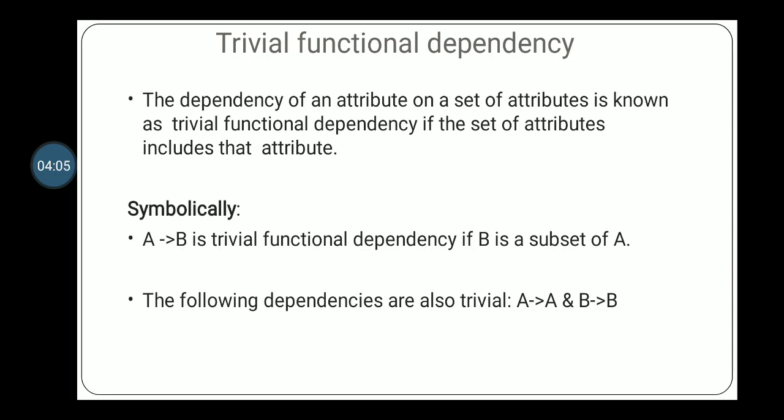For example, the same thing: whenever you give your register number and your date of birth, you are supposed to see your register number, name and then the result, or internal marks for each subject. So this is trivial functional dependency.